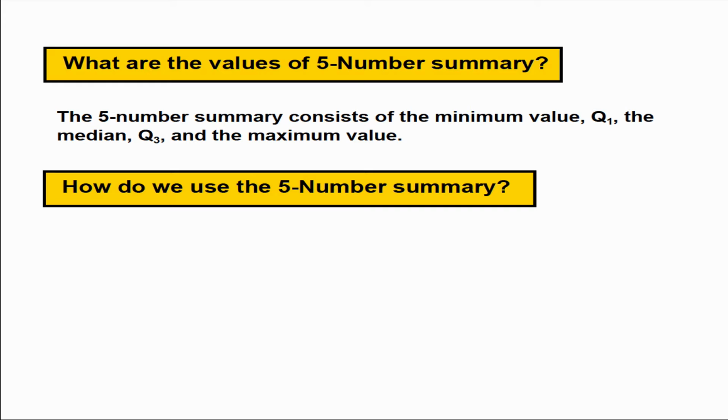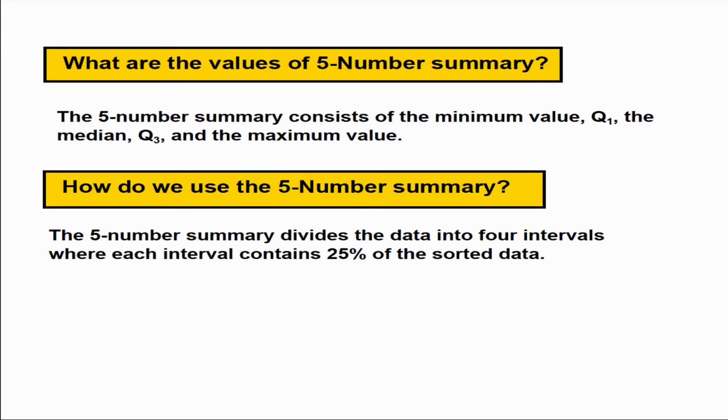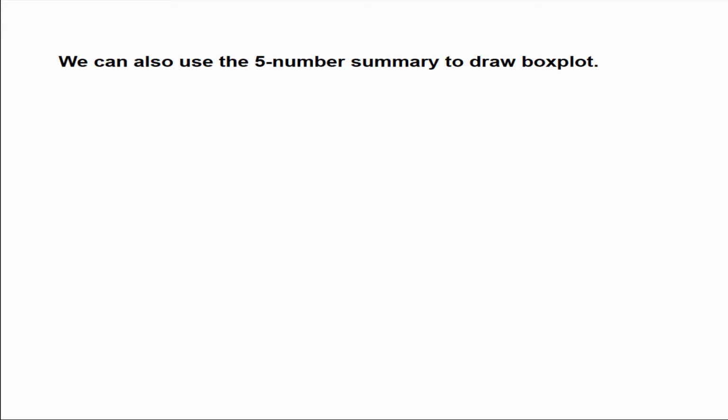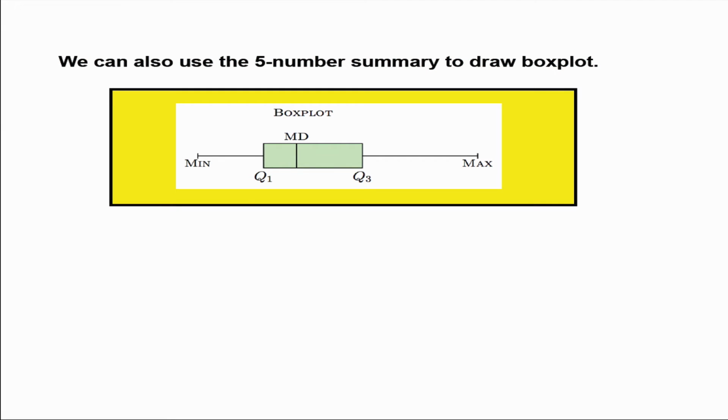How do we use the five-number summary? The five-number summary divides the data into four intervals, where each interval contains 25% of the sorted data. We can also use the five-number summary to draw a box plot. A typical box plot looks like this, which contains the five-number summary, minimum, Q1, median, Q3, and the maximum value.